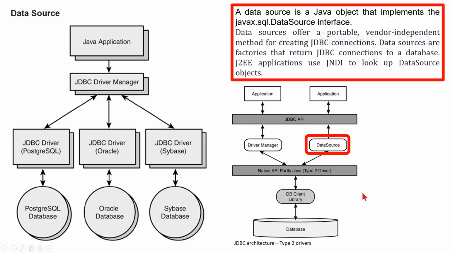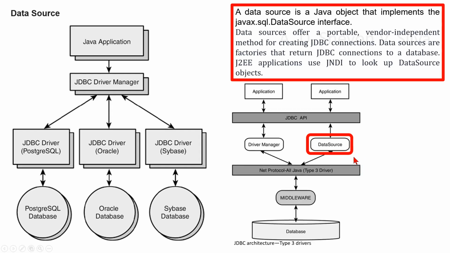In type 2 drivers, you can see the data source here. Data source interacts with the JDBC API and the native API partly Java type 2 driver here. In type 3 drivers, you can see data source here. Data source interacts with the JDBC API and Net Protocol all Java type 3 driver here.